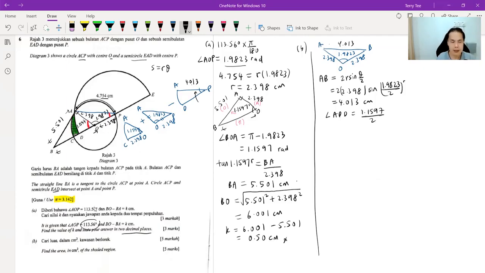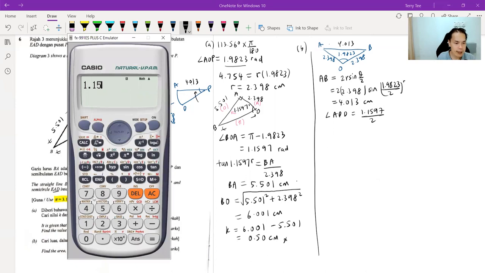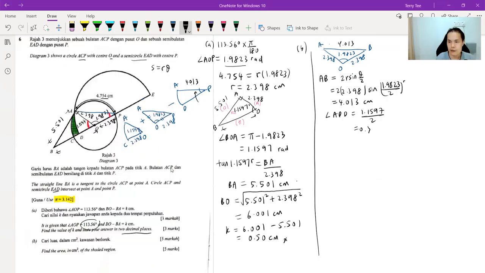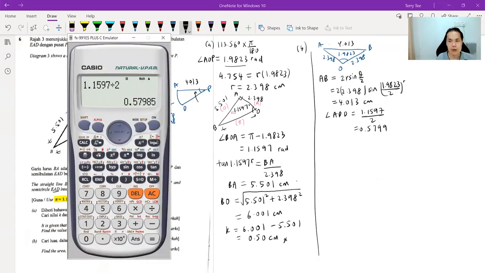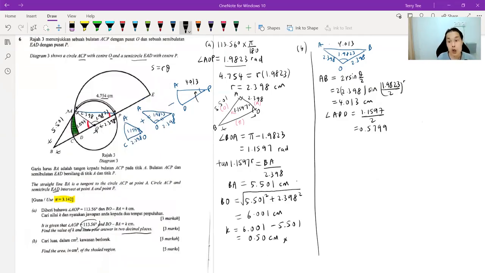Okay, let me write down one by one. 1.1597 divided by 2. I got 0.5799. You can use more decimal points. I think it's enough for significant figures. Four decimal points is good enough. Now let's put them all together. Let's start off by finding the area of this sector. Okay, this sector is half, 2.398 your R squared, theta.